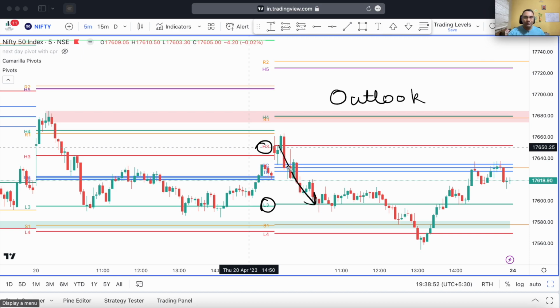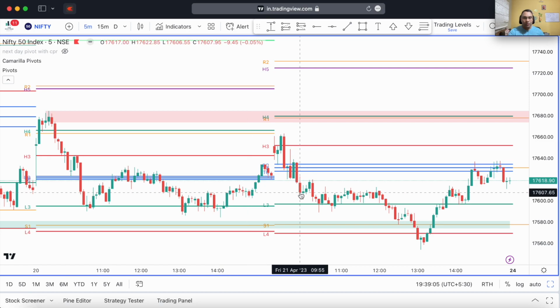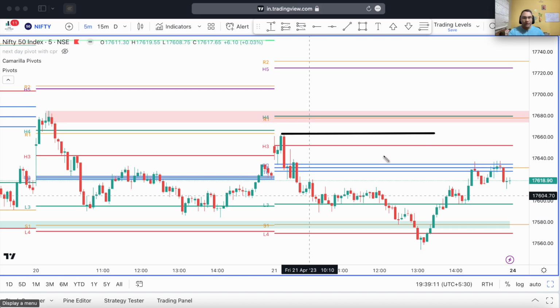With a narrow CPR, how should you read price? If the CPR is narrow, it means that the day might be a trending day and not a range bound day. You can again see here that this was the 10 a.m. candle, and what happened here? This was the high of the first hour and this was the low of the first hour.